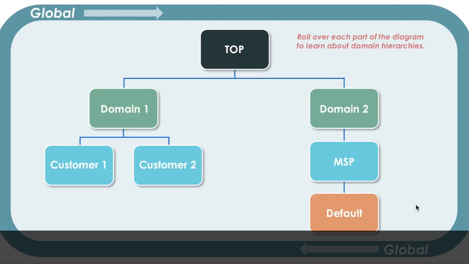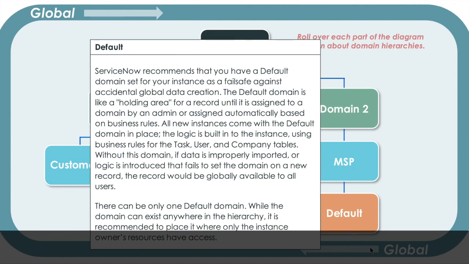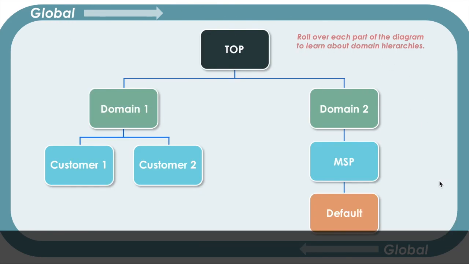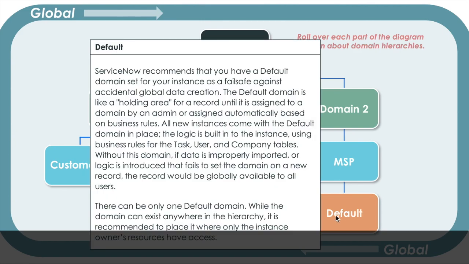What I do recommend is that you can keep the default anywhere in the domain hierarchy of the instance, but I recommend keeping it at the top, to make sure that only those people the owner of the instance allows have access to the default. This is just what ServiceNow recommends: to have this default domain set in your instance as a fail-safe against accidental global data creation.